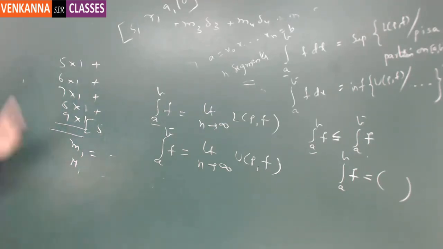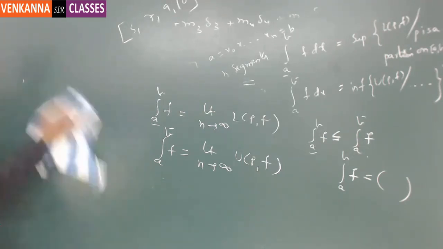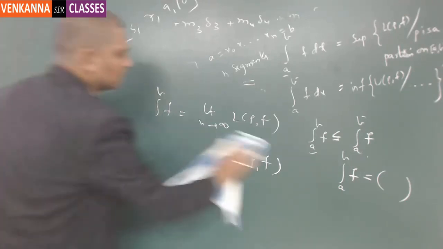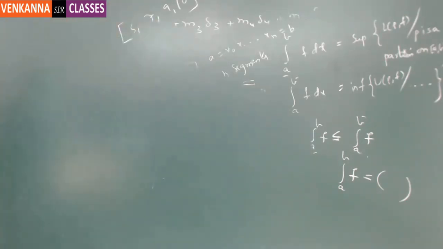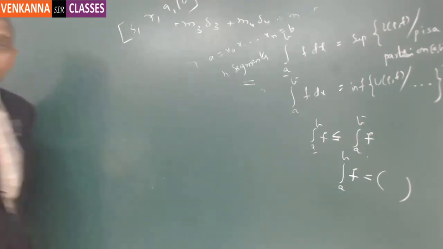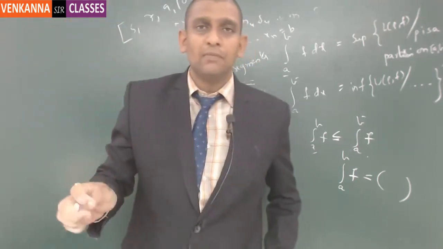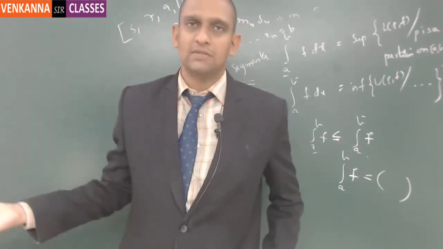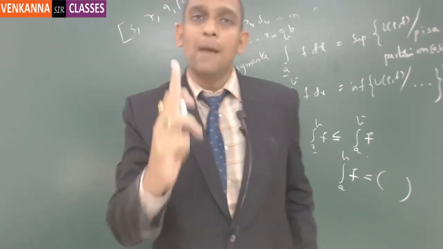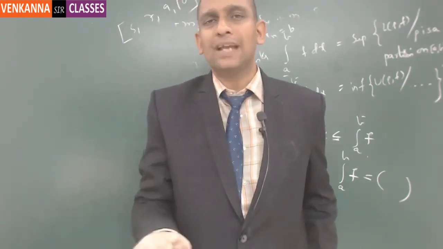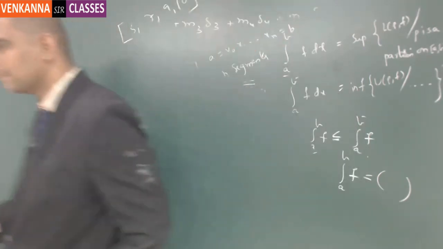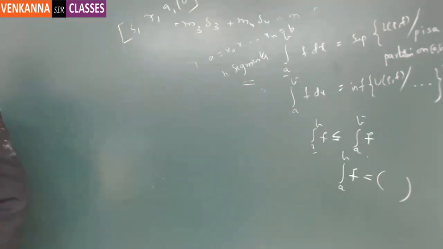So, there is one important result: whenever we take n tends to infinity, for upper we have to calculate infimum. Please understand that you are calculating infimum if there are so many upper sums. If there is only one upper sum, there is no need to calculate infimum, right?